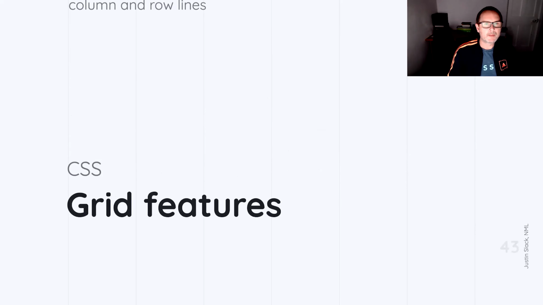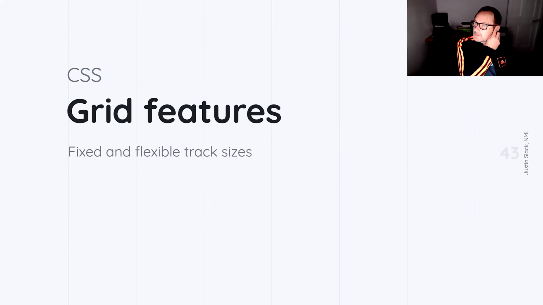Okay, so grids have some features. You can have fixed or flexible track sizes. So you can, for example, create a grid with a column that is fixed in pixels, or you can create ones that are flexible using percentages, or with the new fractional unit, which has been designed for this purpose. And I'll talk about that later. And you can place items onto a grid using line numbers, using names, or by targeting a grid area.